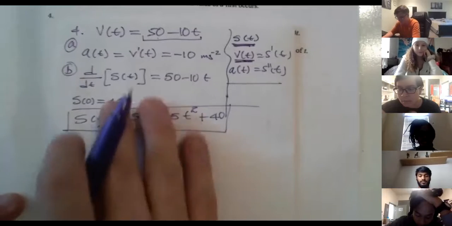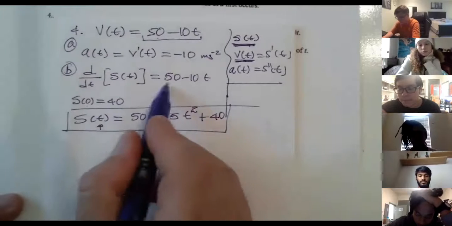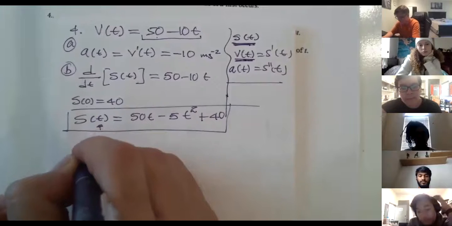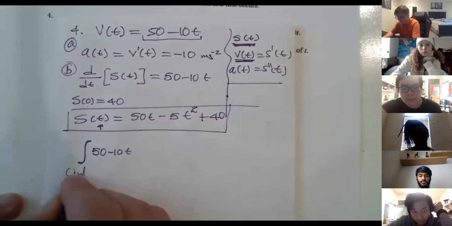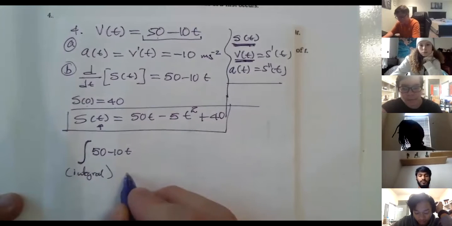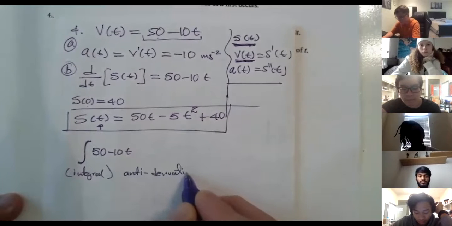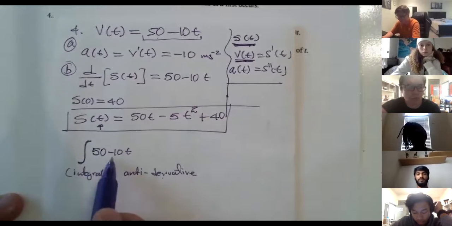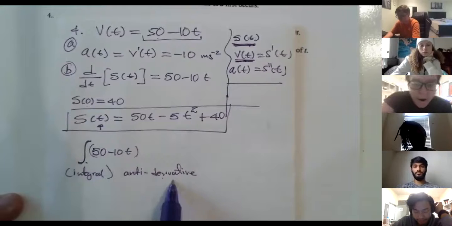So this is the process, okay? This is kind of an introduction to what's coming down the pipe. We take this function, the velocity, and we find the integral. Finding the integral means that we want to find the anti-derivative, which means what is before we actually take the derivative, okay?